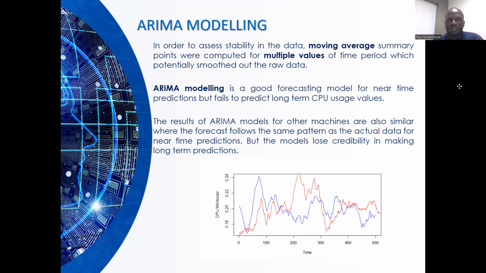ARIMA modeling. In order to assess stability in the data, moving average summary points were computed for multiple values from the time series, which potentially smoothen out the raw data. ARIMA models are good for forecasting near-term predictions, but fail to predict much longer term CPU usage. The results of the ARIMA model for other machines are also similar, where the forecast follows the same pattern as the actual data for the near-term prediction, but the model loses credibility in making long-term predictions.